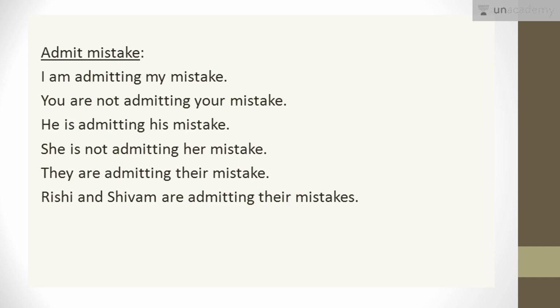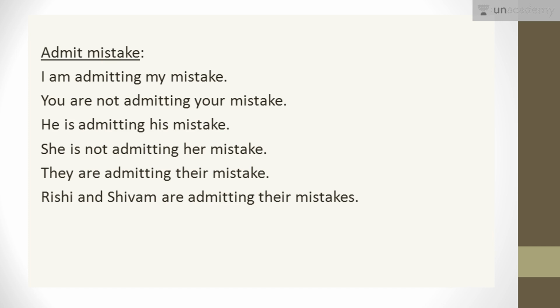So I am admitting my mistake. You are not admitting your mistake. He, किसी थर्ड पर्सन की बात कर रहा हूं मैं, तीसरे की. हम दोनों बात कर रहे हैं किसी और के बारे में. He is admitting his mistake. She is not admitting her mistake. They are admitting their mistake.